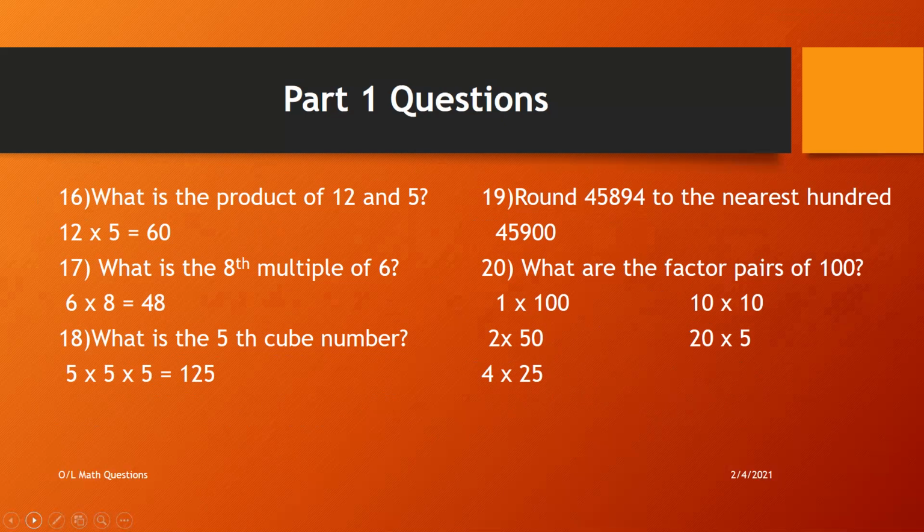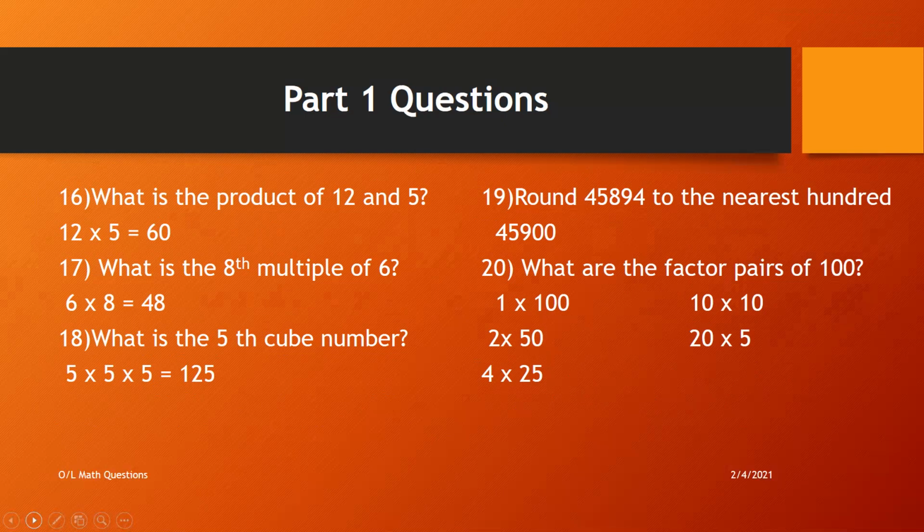19th question, round 45,894 to the nearest hundred. Now, when I want to round this number, I'll consider the last three digits. My last three digits are 894. Then I have to see whether 894 is closer towards the 800 side or 900 side. 94 is more than 50, so therefore we take it towards the 900 side. Then my answer is 45,900.